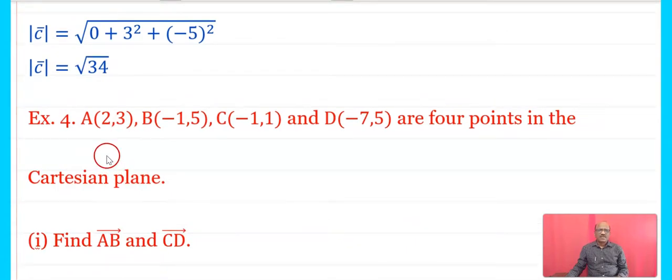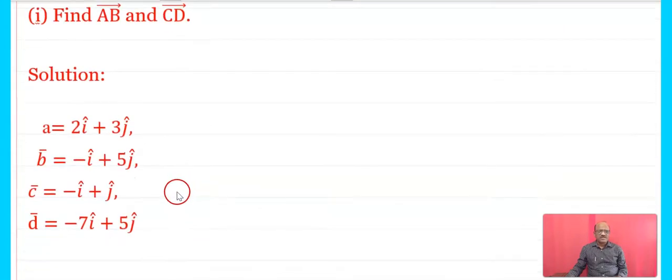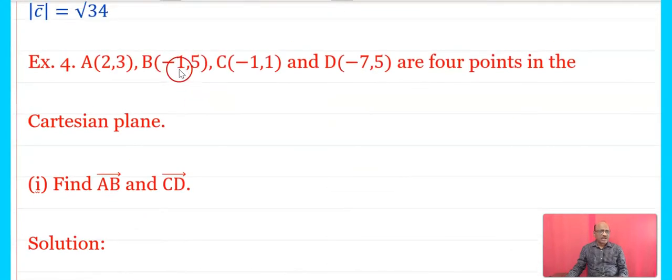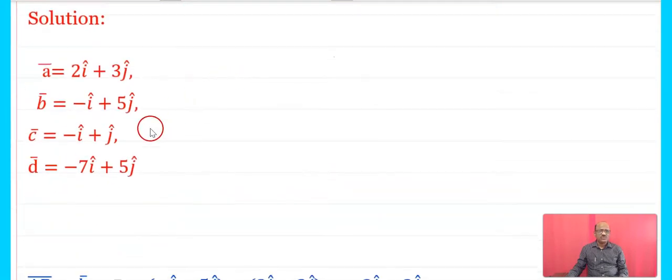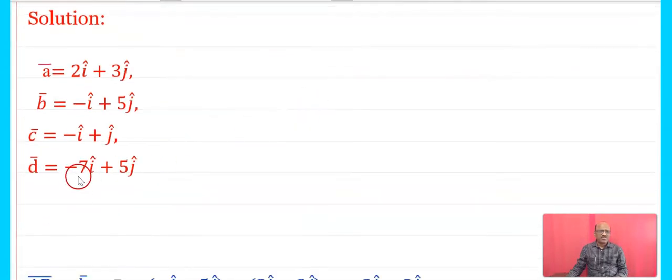Next, A has the coordinates 2, 3, B is minus 1, 5, C is minus 1, 1, and D is minus 7, 5, the 4 points in Cartesian plane. Then find AB bar and CD bar. Here vector A bar is 2i cap plus 3j cap. Next B bar is minus i cap plus 5j cap, and C bar is minus i cap plus j cap, and D bar is minus 7i cap plus 5j cap.